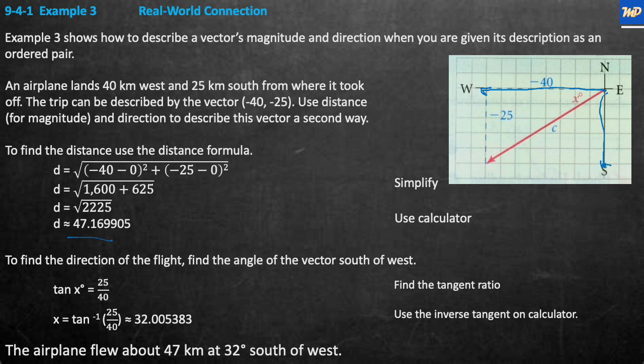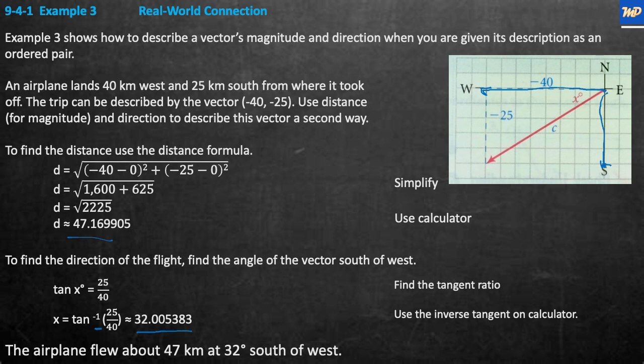It's the side opposite, -25, divided by the side adjacent, -40. So when you divide that, they become positive. But anyways, tangent of x is equal to 25 divided by 40. And when we solve this by using the inverse, right here, inverse tangent of 25 divided by 40, you're going to approximately get 32.005383.